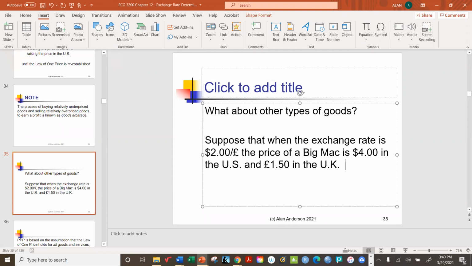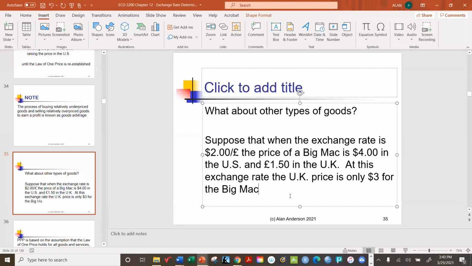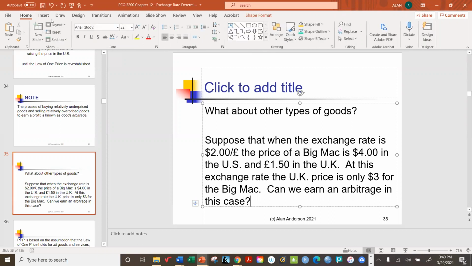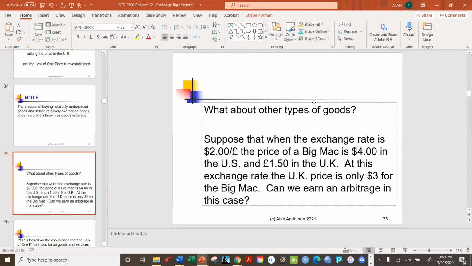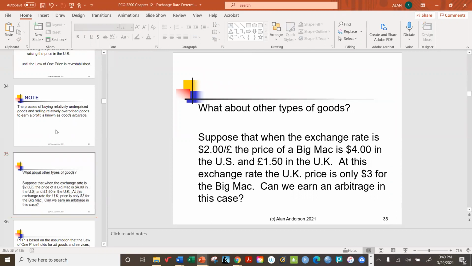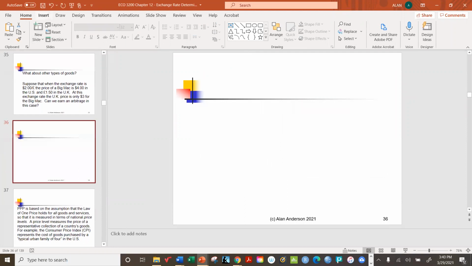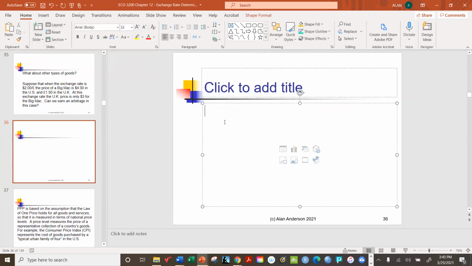Well, then it should be clear that at this exchange rate, the UK price is only $3 for the Big Mac. Okay, so can we earn an arbitrage in this case? Well, the answer is no, for a couple of reasons.